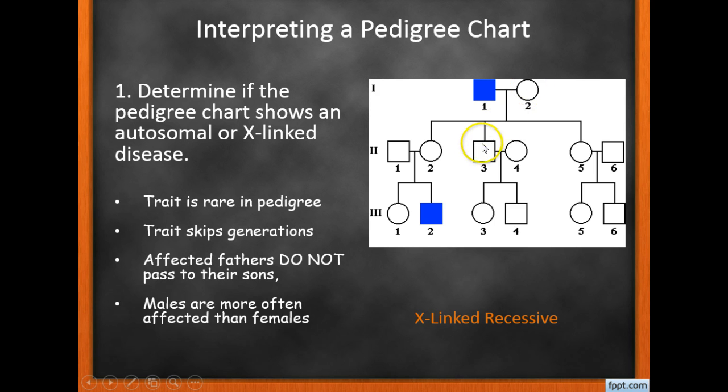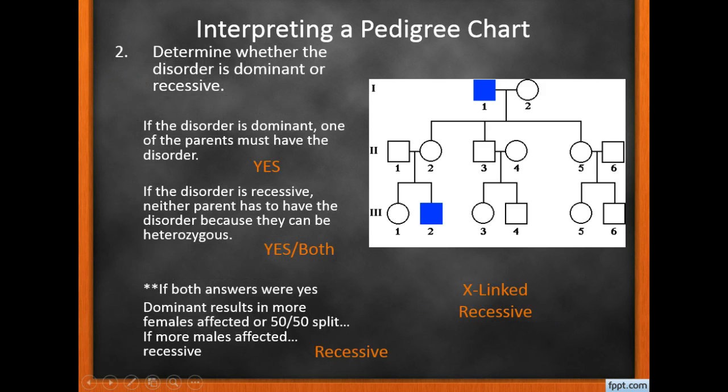Whatever mom passes down to the men or the boys will determine whether or not that individual has the disorder or disease. Males are often more affected than females in the X-linked recessive. Alright, we already said that this pedigree is X-linked recessive.